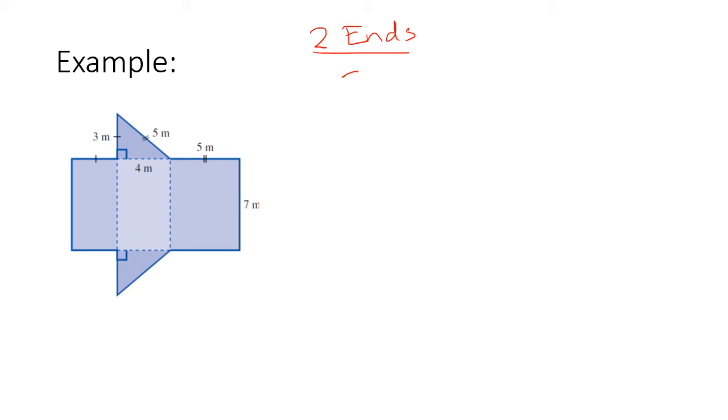So I've got two ends multiplied by, now remember the formula for a triangle is a half of the base times the height, so that's going to be 3 times 4, and so I'm going to end up with the area of my two ends being 12, and we've got meters squared as our unit for this. Then I've got three sides.